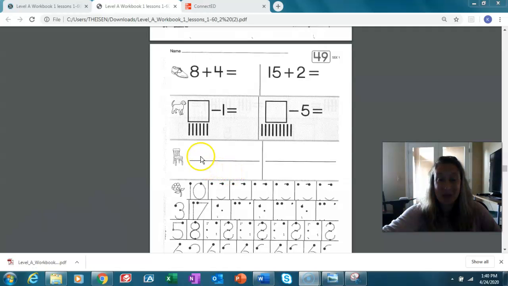Now touch the number you'll get going. What number will you get going? 6. Get 6 going and count the lines. 6, 7, 8, 9. Did you get 9? So your whole problem says 6 plus 3 equals 9. Next problem, listen to the story.